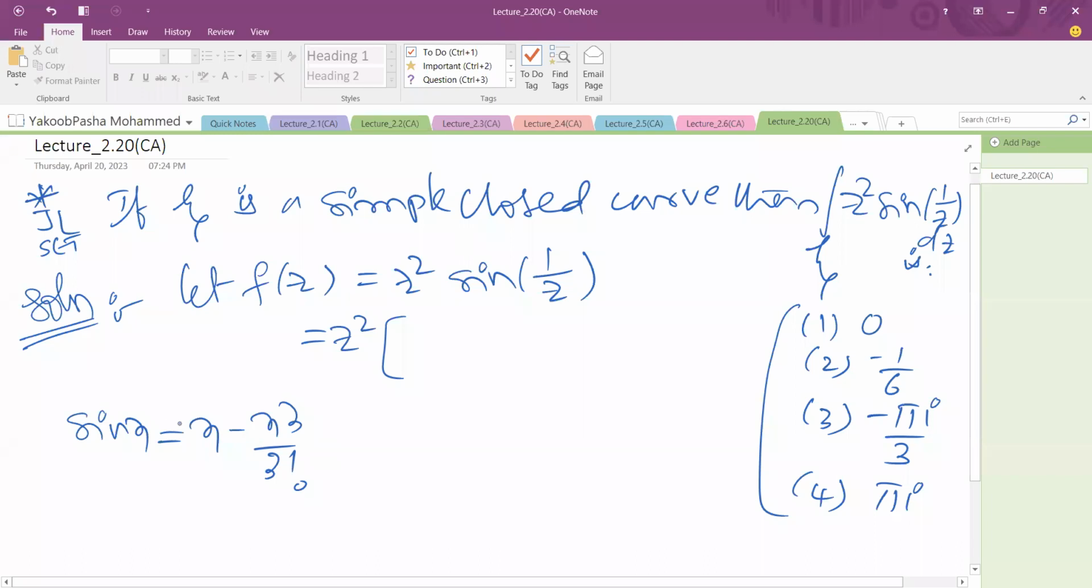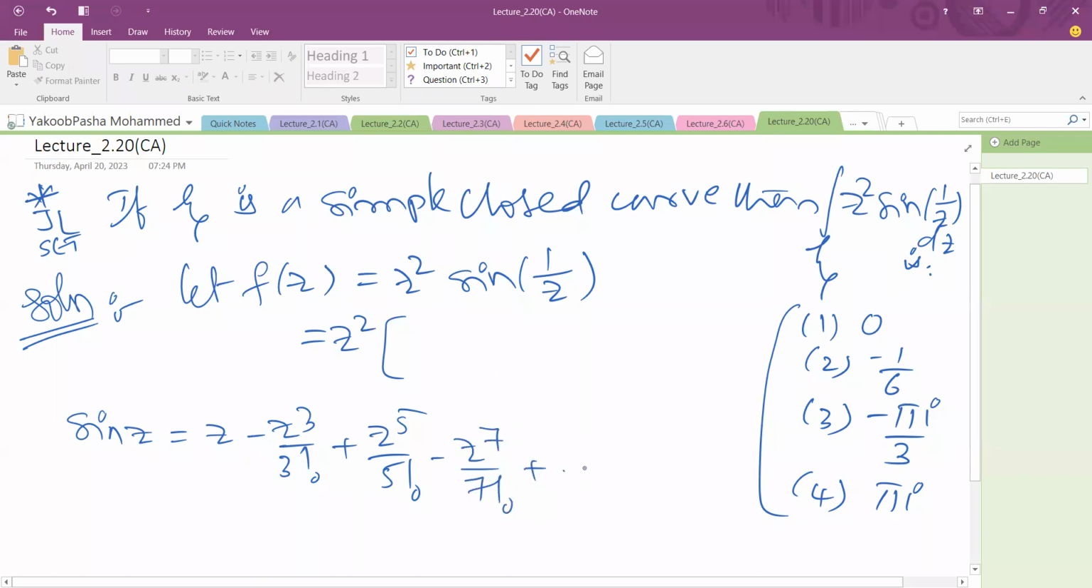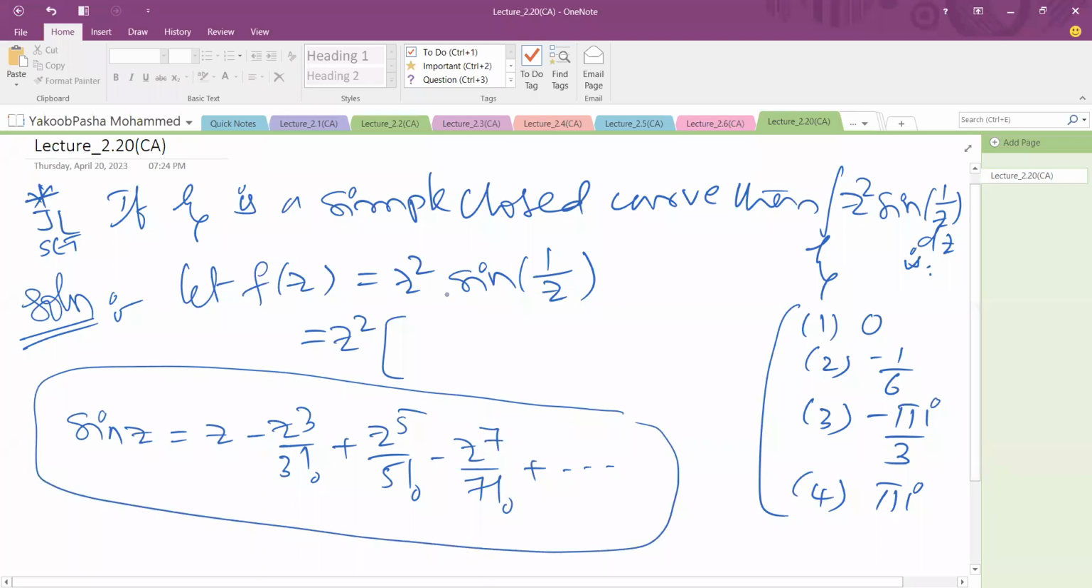First, I'm giving the expansion of sin z, just a formula. Sine is an odd function, that's why it takes all odd powers. So sin z is equal to z minus z cubed by 3 factorial plus z power 5 by 5 factorial minus z power 7 by 7 factorial plus and so on. This is the expansion of sin z. But we need to expand sin 1 by z, so just replace z by 1 by z here.